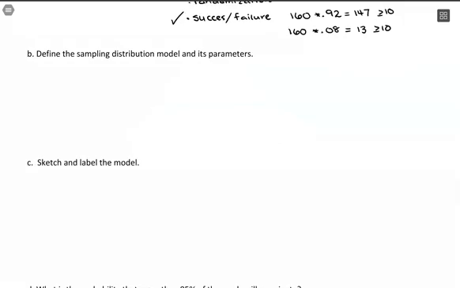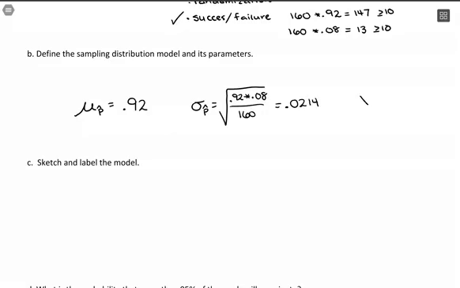Alright, so defining the distribution, and actually I need to save that picture for part C. Defining the distribution and its parameters. The parameters are the population mean of our sample proportions. You just copy the population proportion, so 0.92. Standard deviation, we need to calculate, taking the square root of 0.92 times 0.08 divided by 160. If we plug that into a calculator, we should get 0.0214. So to define our model, it's normally distributed, centered at 0.92, with a standard deviation of 0.0214.